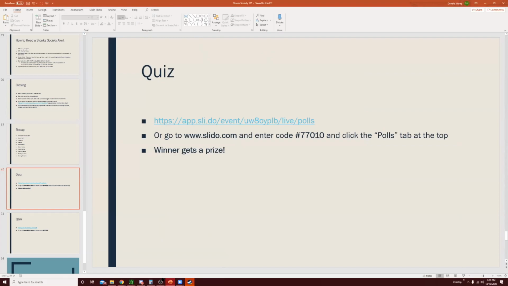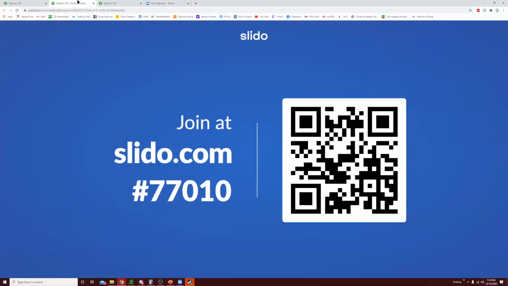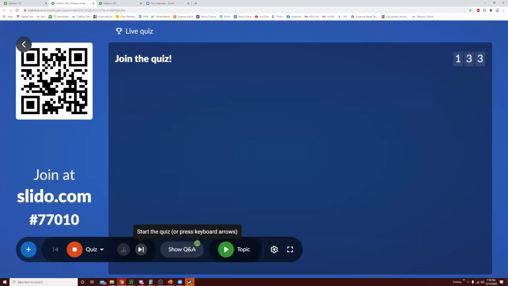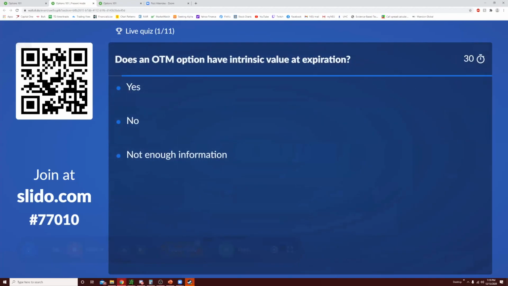Okay, I'm going to start the quiz, and let's do it. So you are timed. Does an out of the money option have intrinsic value at expiration? Yes, no, not enough information. The quicker you answer, the more points you get. But of course, it's better to get it right than to be quick and get it wrong, right? Five seconds.